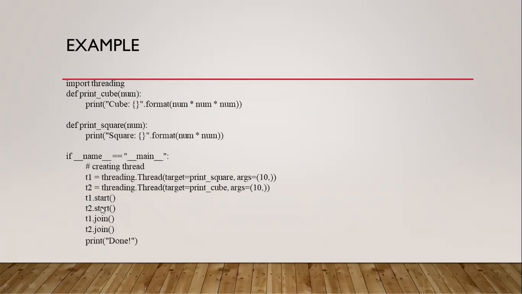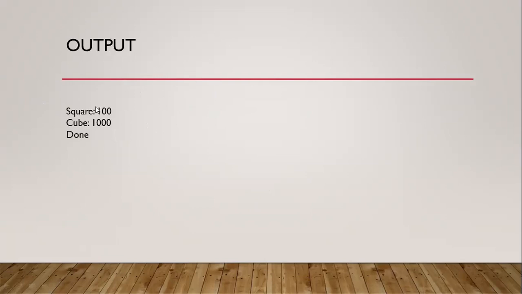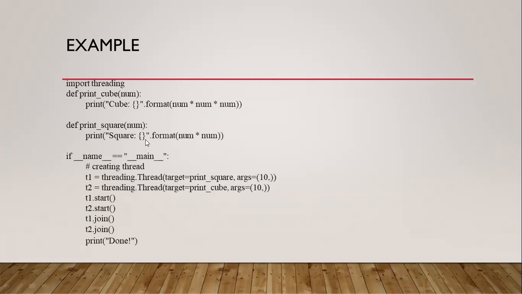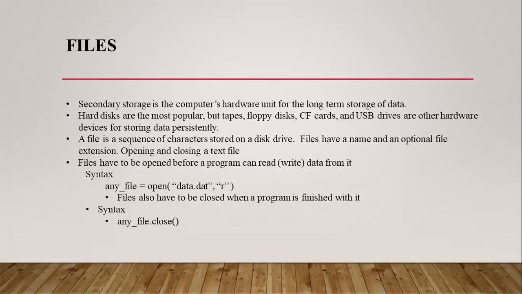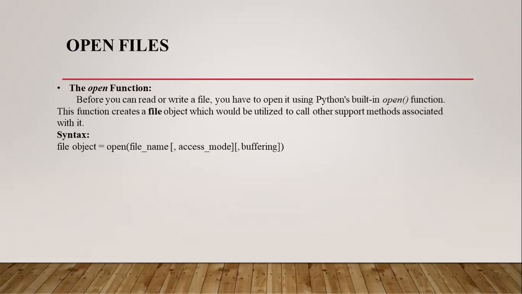And this is the one with the start methods and join methods. Join method means it has to wait while the other thread terminates. The output of this program is like this: square equal to 100, cube equal to 100, done. Inside this one, I have used the square, cube. I'm printing the string cube, and after that, printing that particular processing value. This is regarding the multi-threading concepts in Python.